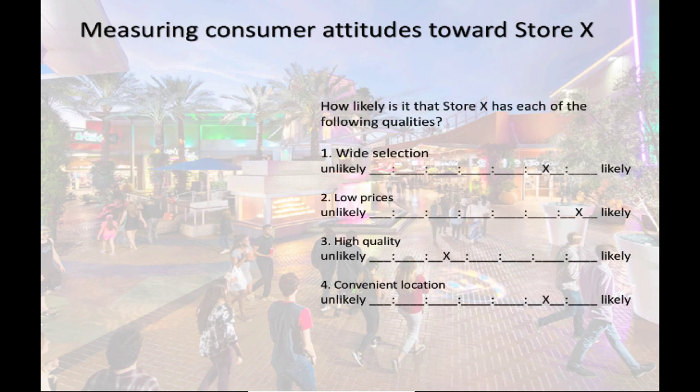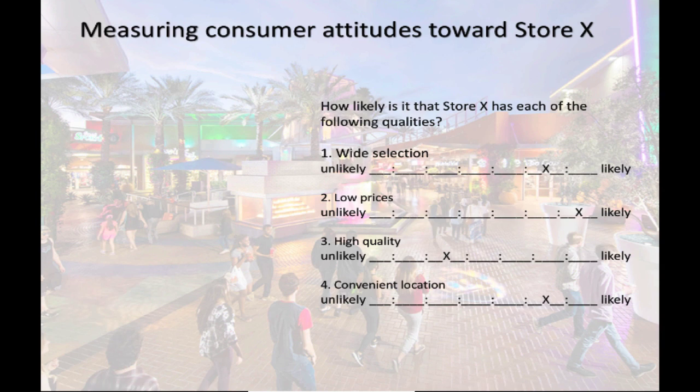Now, continuing with our example, measuring attitudes towards Store X, we are now going to capture the beliefs component of the multi-attribute attitude model. And so here you see some questions that would appear on a survey to obtain consumers' beliefs about these salient attributes. Again, these are the same 4 attributes we saw earlier: wide selection, low prices, high quality, convenient location.